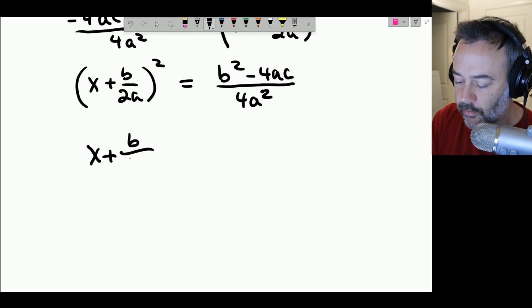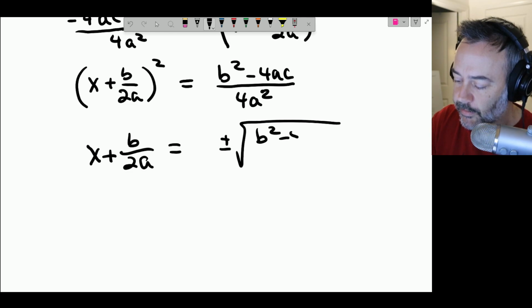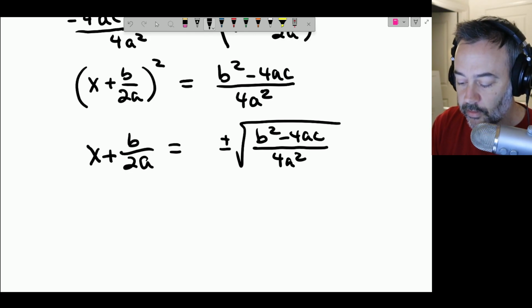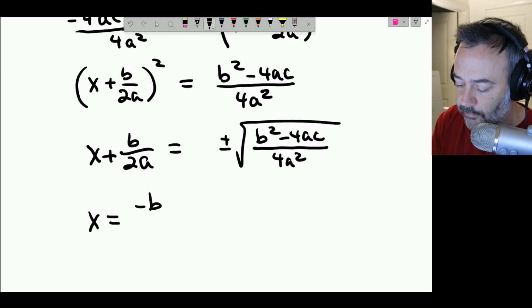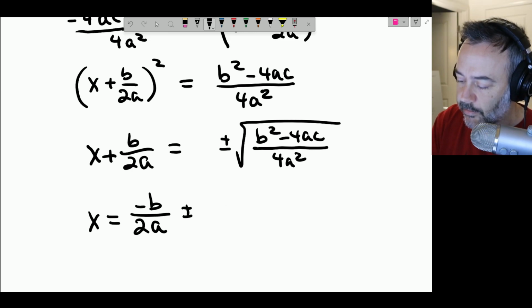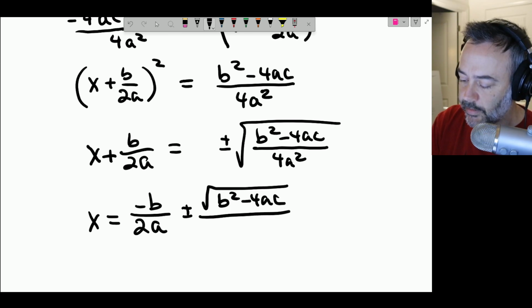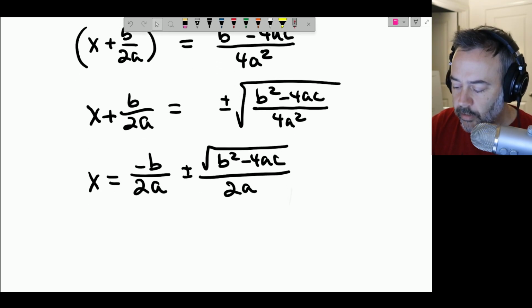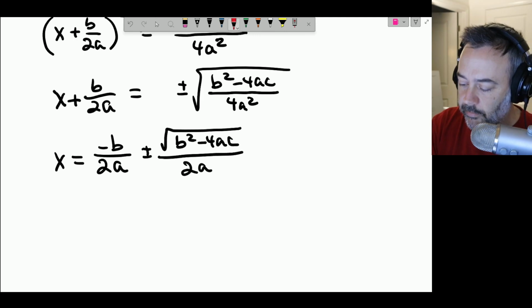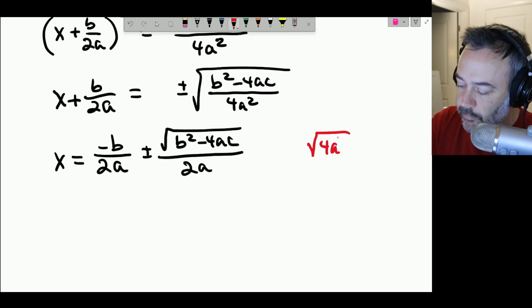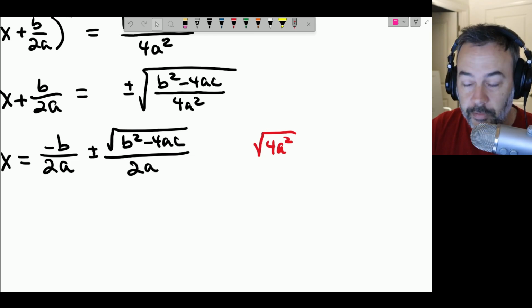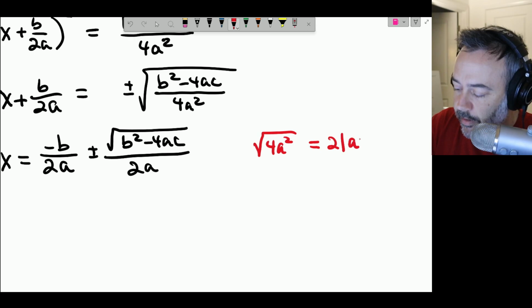x plus b over 2a equals plus or minus the square root of b squared minus 4ac all over 4a squared. Subtract the b over 2a. x equals negative b over 2a plus or minus. And now I'm going to take the square root of the top and the square root of the bottom. The square root of the top is just the square root of that thing, b squared minus 4ac. And the square root of the bottom is 2a. Now, you may know that if you take the square root of 4a squared, and let's assume a can be any real number, we know a is not 0, but it could be negative, that this would be 2 times the absolute value of a.